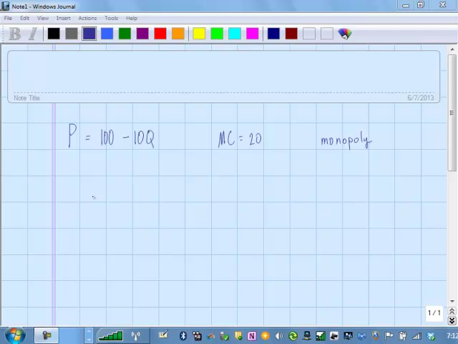So I wanted to start going through the problems from the practice. Start off with number one. If you're a monopoly, you've got a demand curve 100 minus 10Q. Marginal cost is 20 per unit. The government's thinking about enacting a price ceiling of 20.